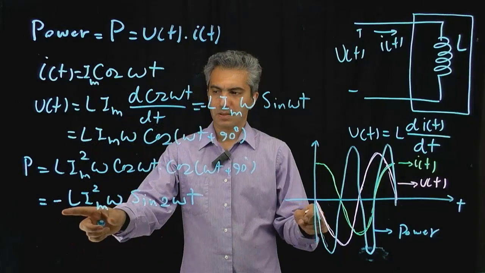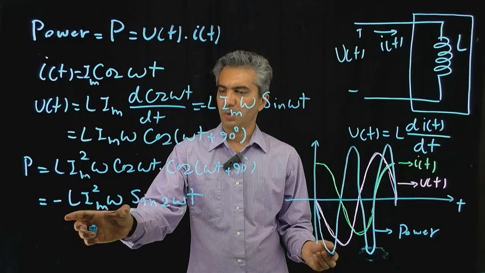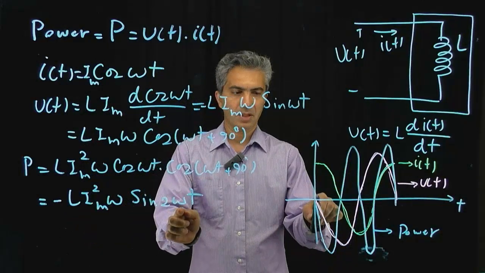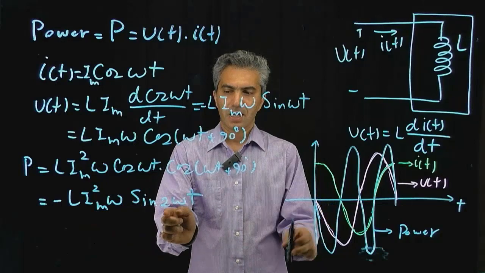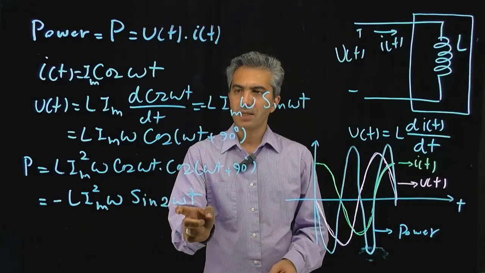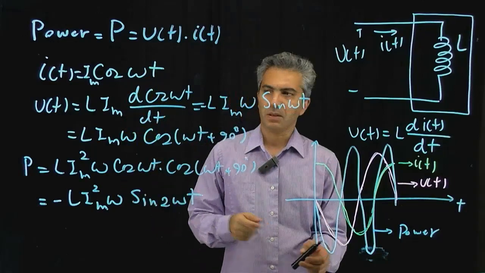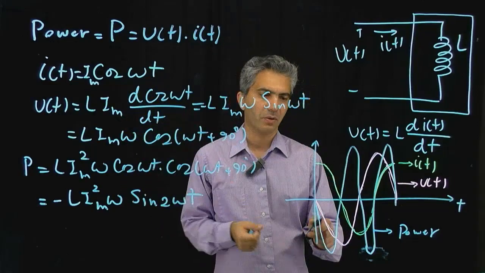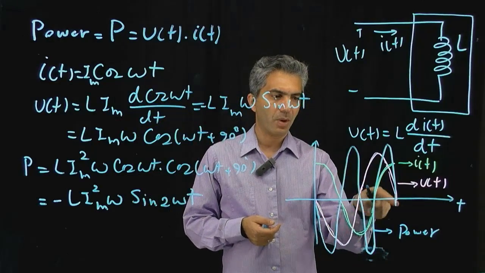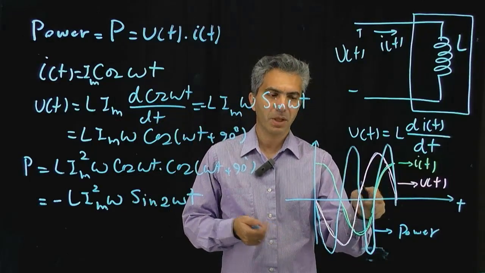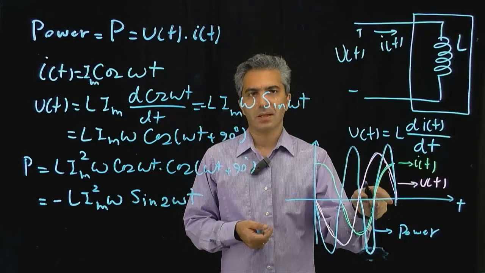So let's check the polarity and everything. At t equal to 0, the power is 0, and then first of all it changes with a frequency twice as much as the frequency of the cosine, the current or voltage, and that's obvious here. Both the green and the red have an angular frequency of omega, whereas blue has twice as much of a frequency.